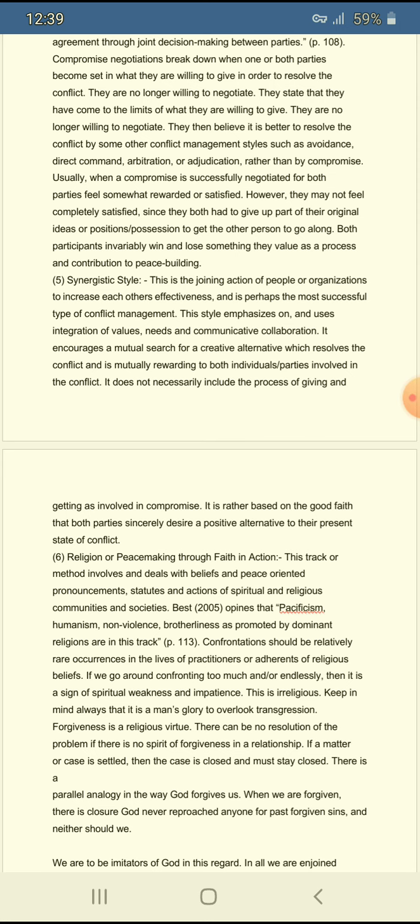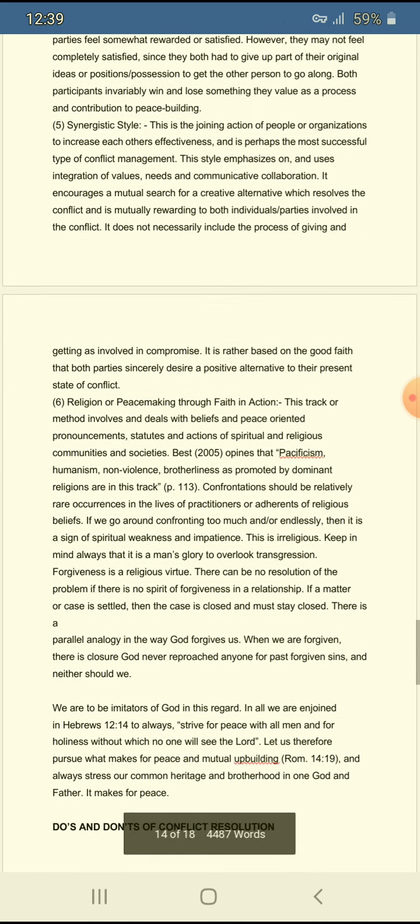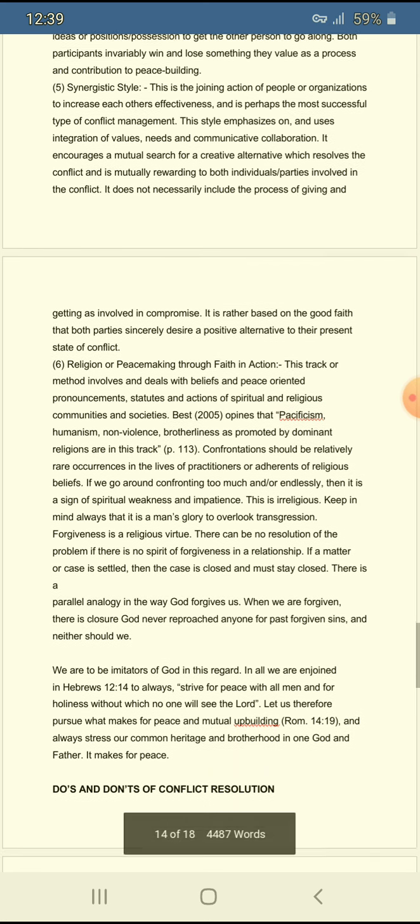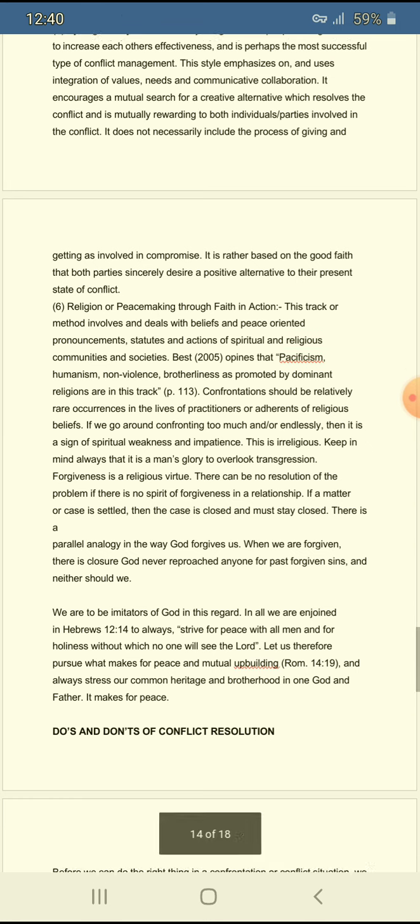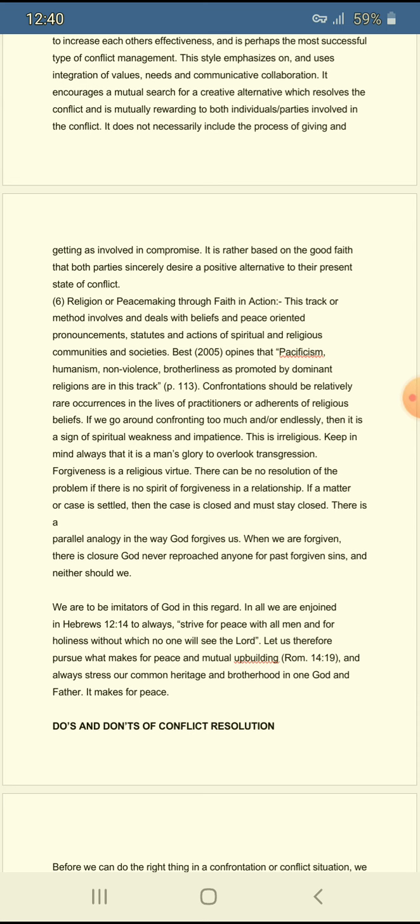And lastly is religion and/or peacemaking through faith in action. This track or method involves and deals with beliefs and peace-oriented pronouncements, statutes and actions of spiritual and religious communities. We are to be imitators of God in this regard. In Hebrews 12:14 we are enjoined to always strive for peace with all men and for holiness, without which no one will see the Lord. Let us therefore pursue what makes for peace and mutual upbuilding.